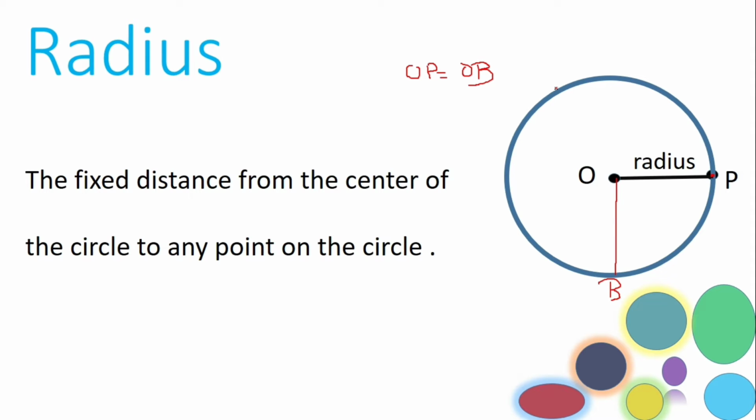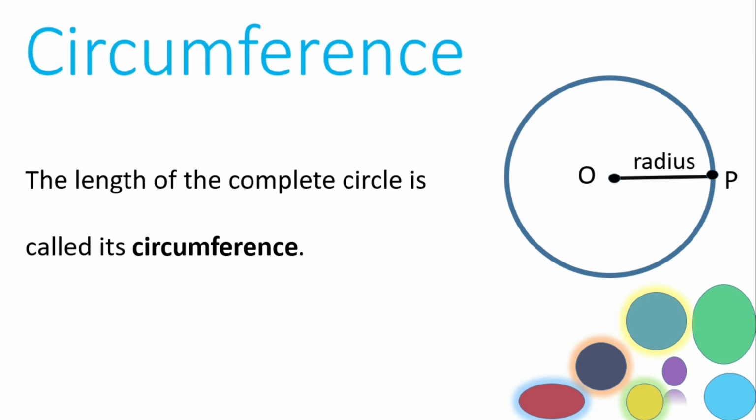And after the radius we have the circumference. Circumference is nothing but the length of the complete circle. And you must have already learned the formula to calculate the circumference, which is 2 pi r.